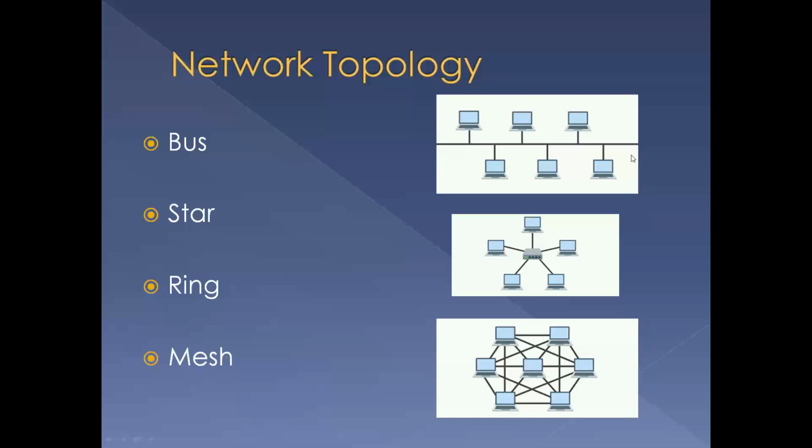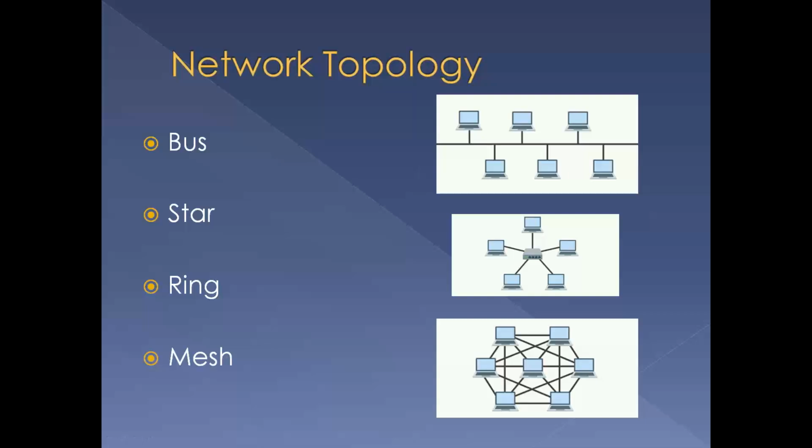The data flows back and forth over this wire. There are terminators on both ends so that the data bounces back and forth. It's really not a very efficient way to communicate. But in the early days, when there wasn't that much data going over the wire, it worked just fine.